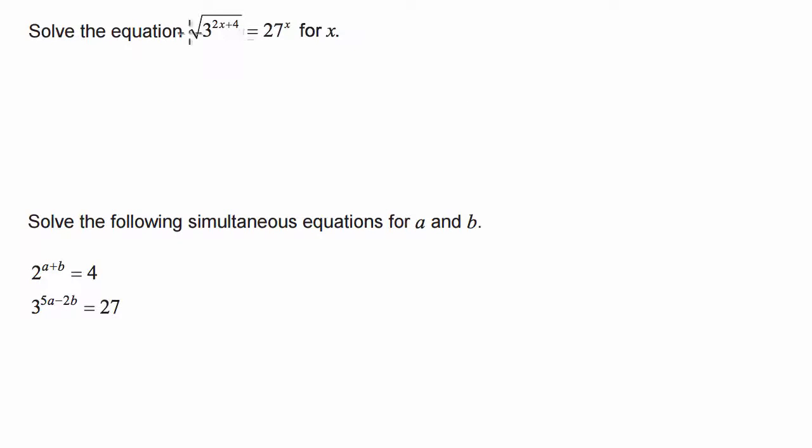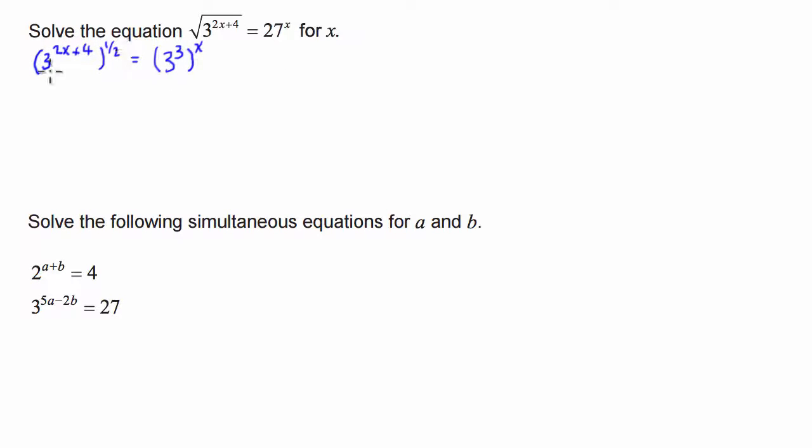So to start with the top one, what we're going to do is make sure they're the same base. We're going to get the bases to become the same, and we're also going to get rid of this square root function here. So let's do that in one hit. For the first one, we're going to have 3 to the power of 2x plus 4, to the power of a half. So that's an index law that we have there, and that's going to be equal to 3 to the power of 3, which is 27, to the power of x.